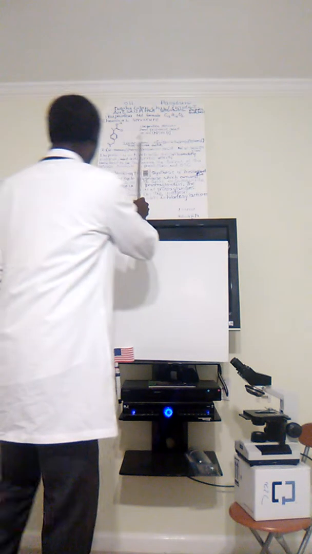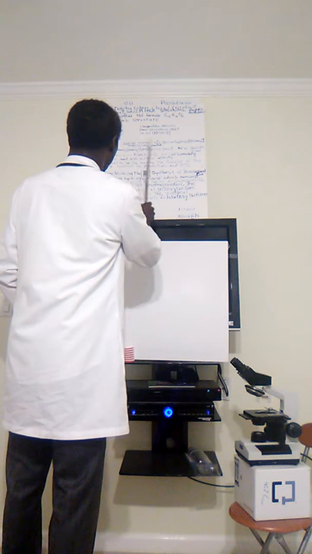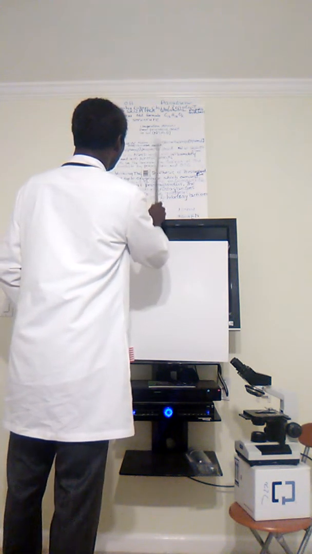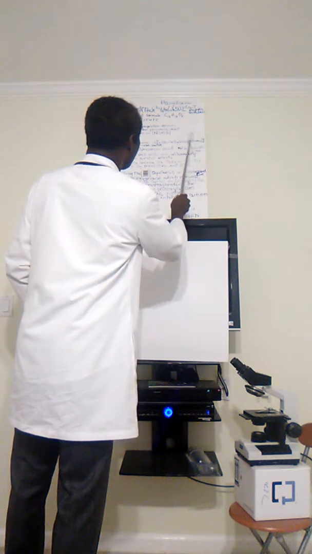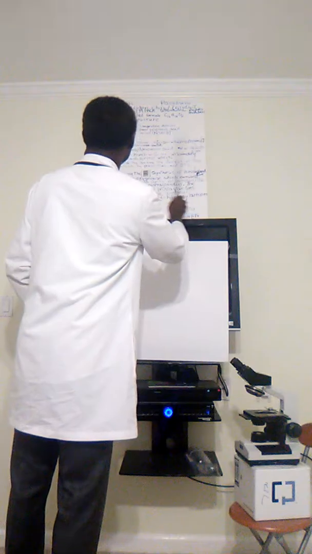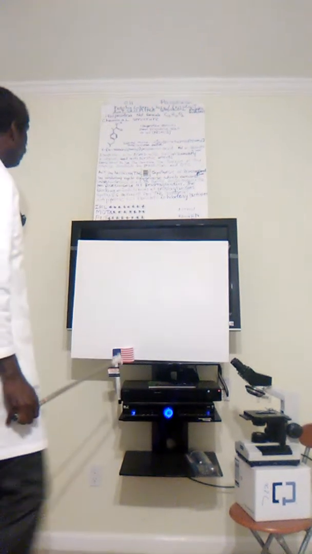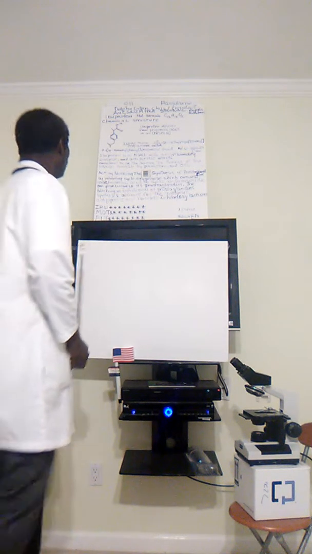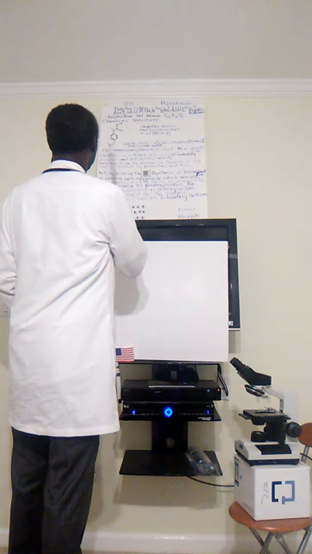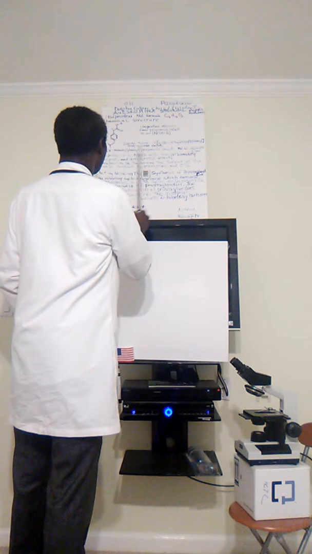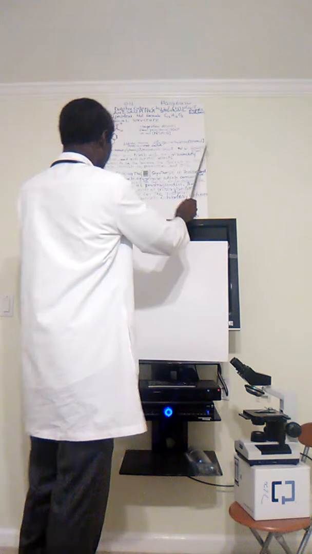The IUPAC, or the International Union of Pure and Applied Chemistry, name is 2-[4-(2-methylpropyl)phenyl]propionic acid. That's the IUPAC name for ibuprofen, and otherwise it is known as 2-(4-isobutylphenyl)propionic acid with a molecular weight of 206.28.